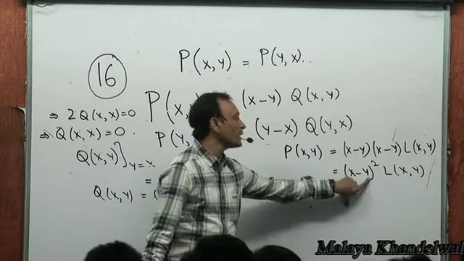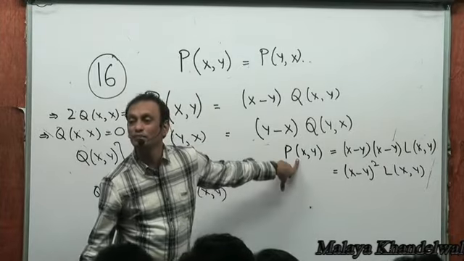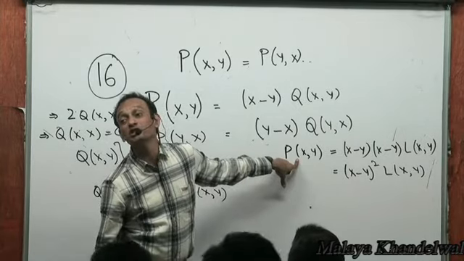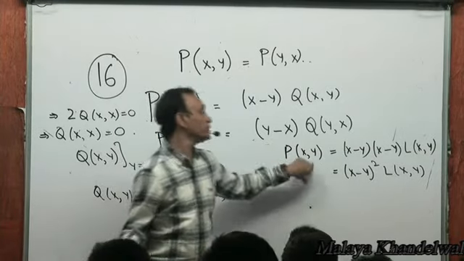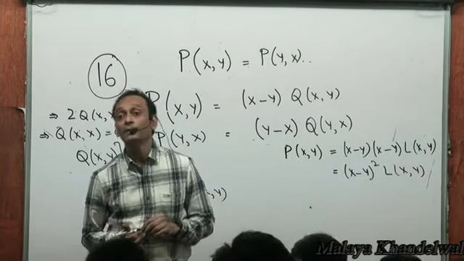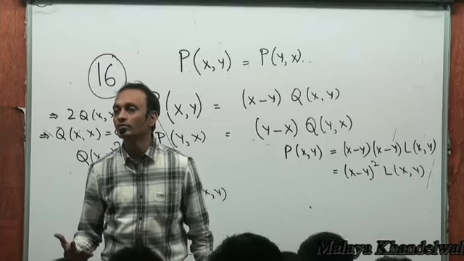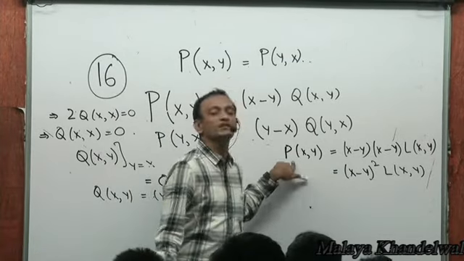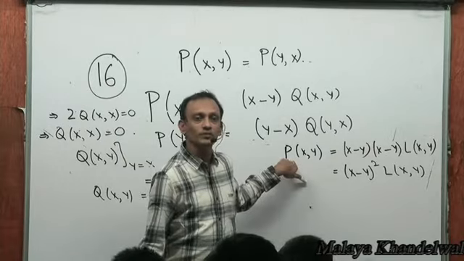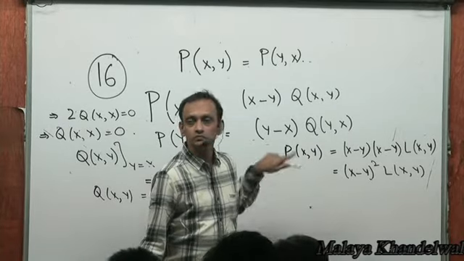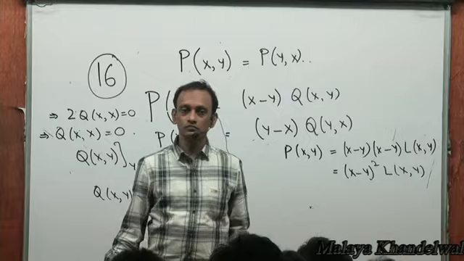That means (x minus y) whole squared must perfectly divide P(x,y). That means the remainder must be 0. When you divide P(x,y) by (x minus y) whole squared, the remainder must be 0, because (x minus y) whole squared perfectly divides P(x,y). Yes or no? Got me?